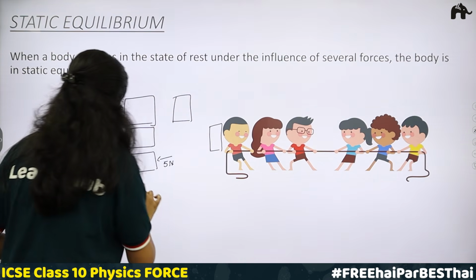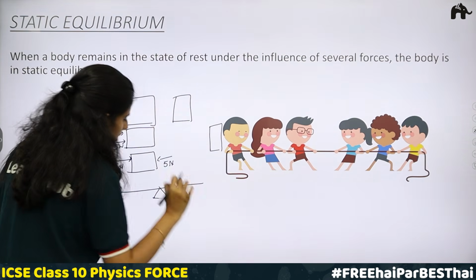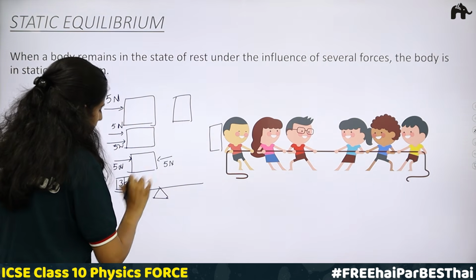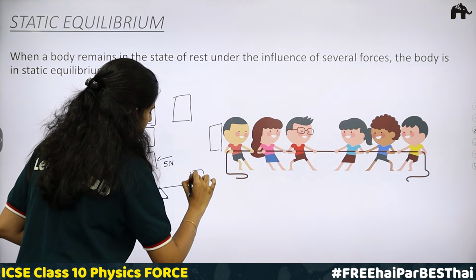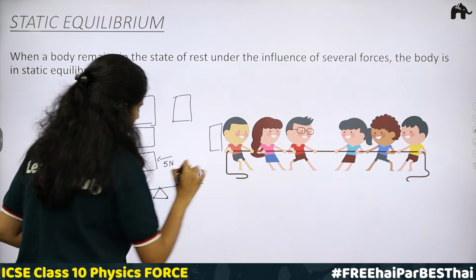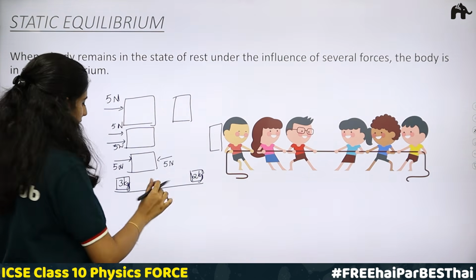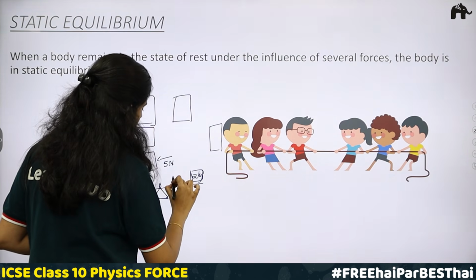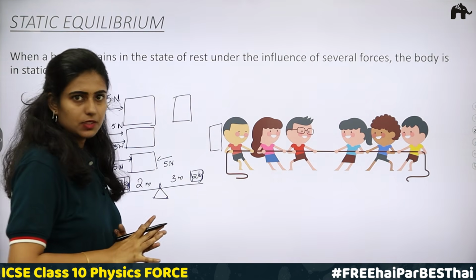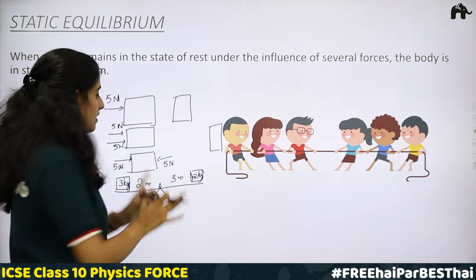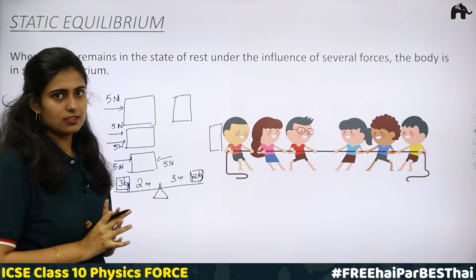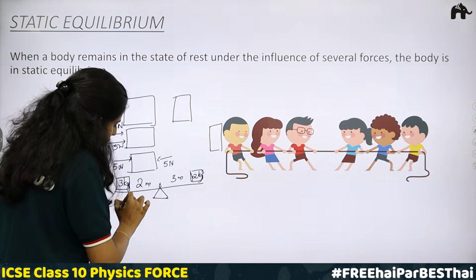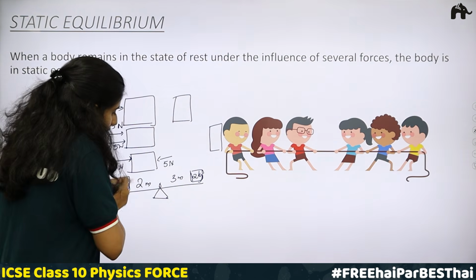Take another case. You have a bar supported on a fulcrum. You are keeping a box of 3 kg here and a box of 2 kg here. From this center O, let this distance be equal to 2 meter and this distance be equal to 3 meter. Now tell me, is there any rotation caused in this case? When you support a body like this, it should move downwards, right? That is, a rotating effect should be produced.